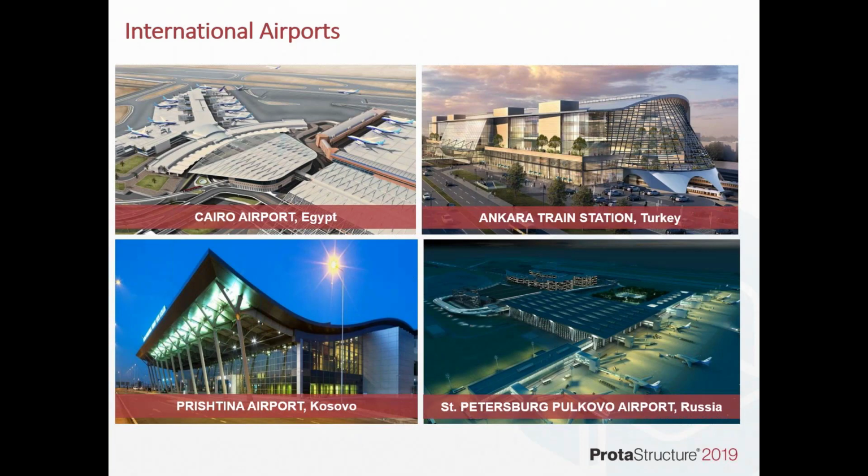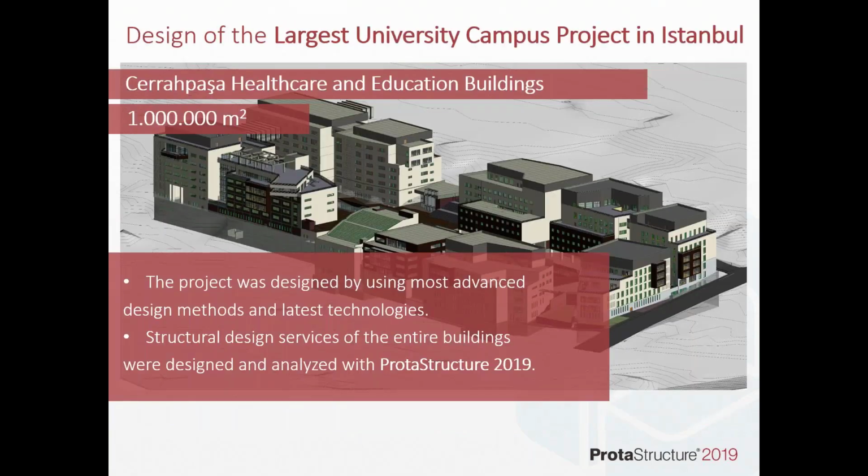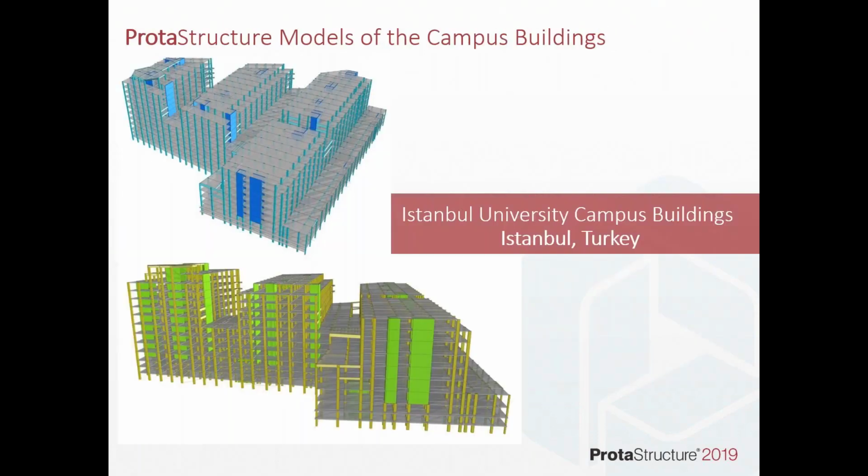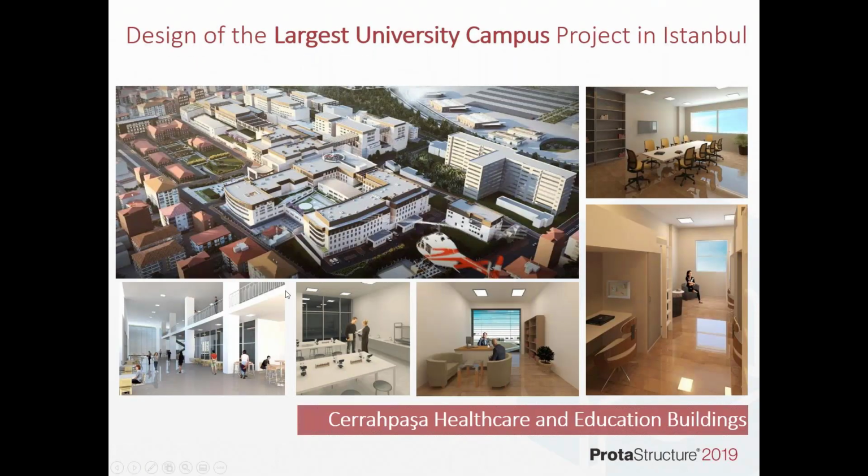Cairo Airport, St. Petersburg, Pristina Airport, even the high-speed railway that goes from Ankara through to Istanbul, we've been involved with designing. It doesn't stop there. We also get involved with large educational facilities and using the software to develop those types of projects. This is the actual final built job. This is the largest campus in Istanbul.